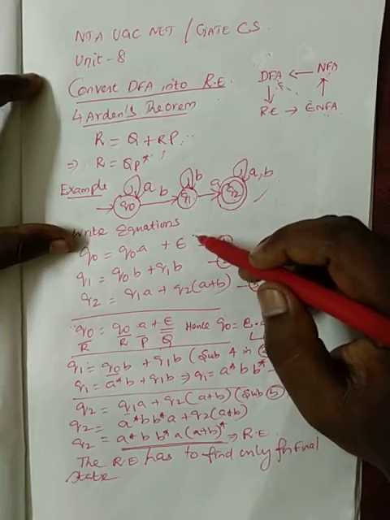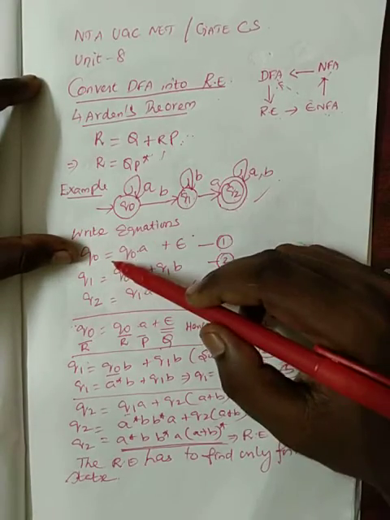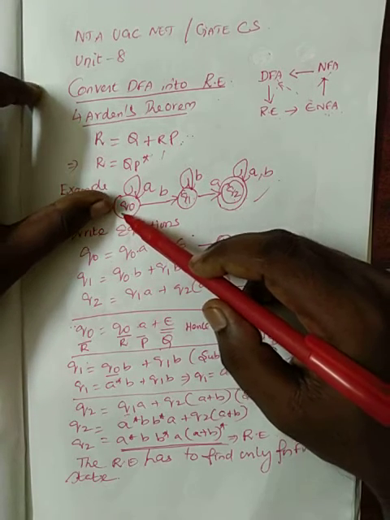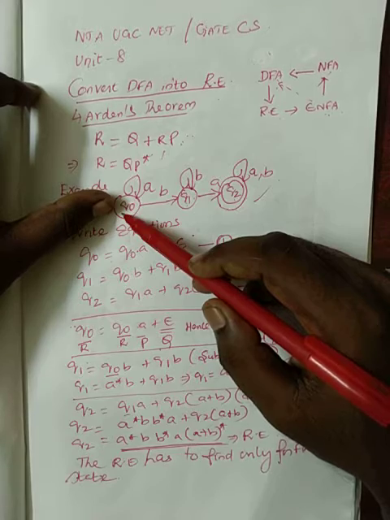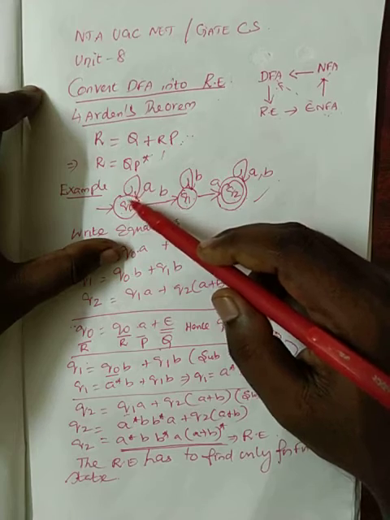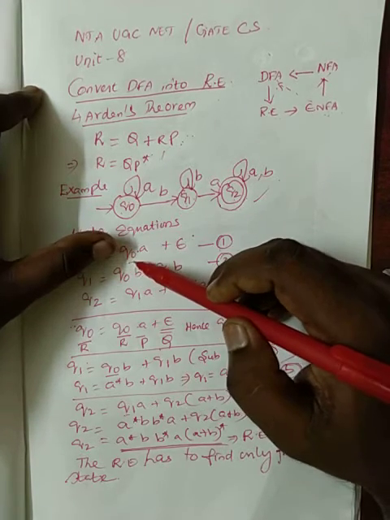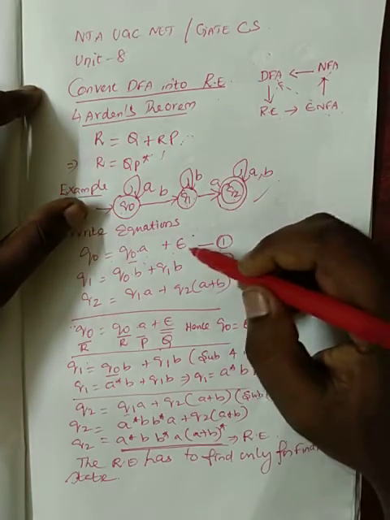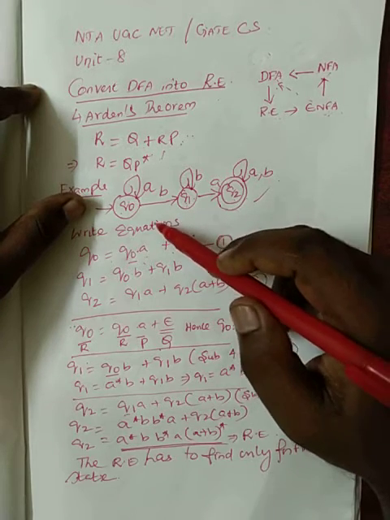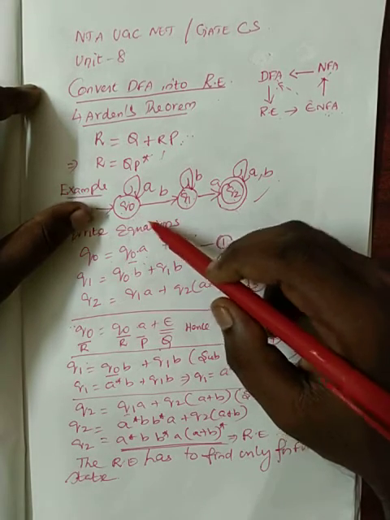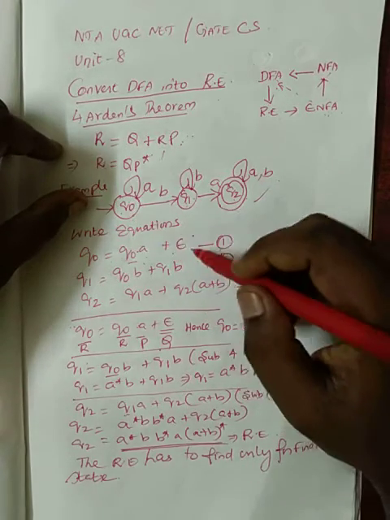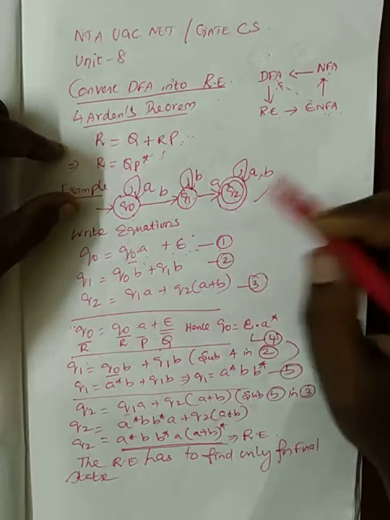Now we want to write down the equation for Q0. How to write this equation is very simple. Whatever inputs are coming towards this state, we write like this: Q0 equal to Q0, for that A is coming, that's why I write Q0 A plus epsilon. For any conversion from the diagram, if the state for which you are writing the equation is the initial state, you additionally add epsilon. That is the logic.